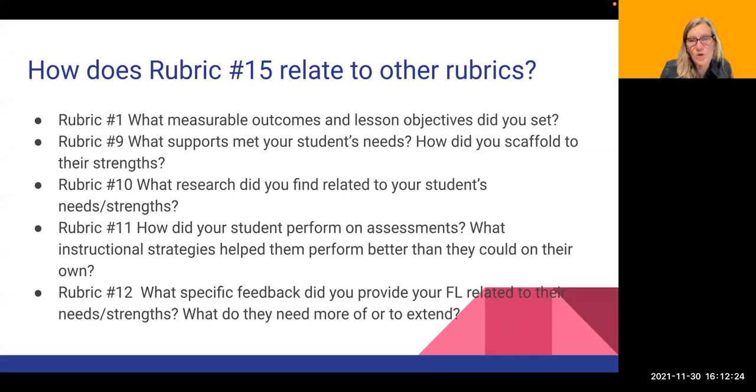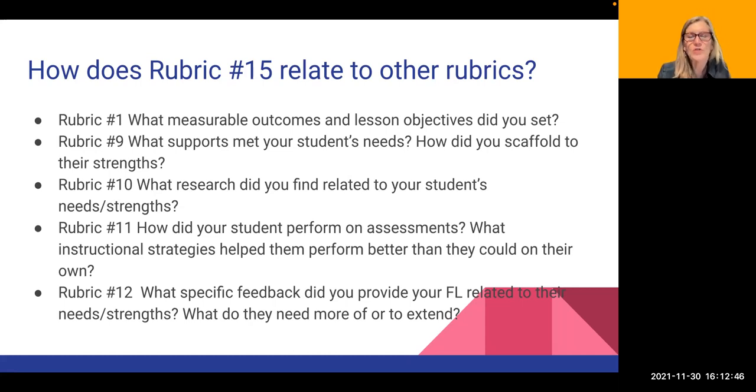Rubric 9 asks you about how you met your students' needs, how did you scaffold to their strength. In rubric 10, that's the one I couldn't think of before, rubric 10 asks you to look up research related to your students' needs and strengths, so that's going to come into play here. Rubric 11 asks you how did they perform on assessments, and again, this will be very important to draw on here. I think I told you that there.